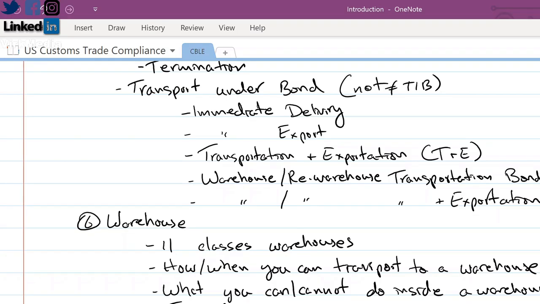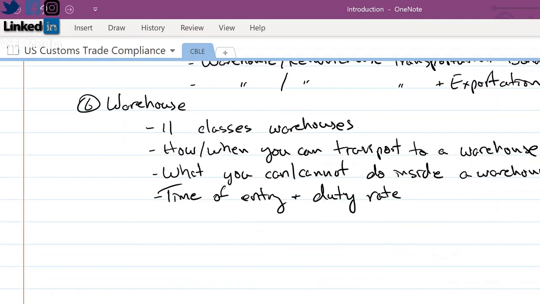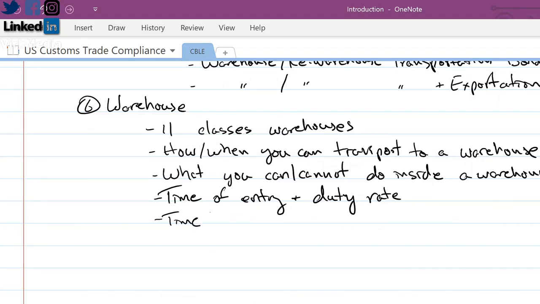time of entry, and duty rate for warehouse entries, time limit to store something inside the warehouse, and the amount of bond required to transport something inside the warehouse.